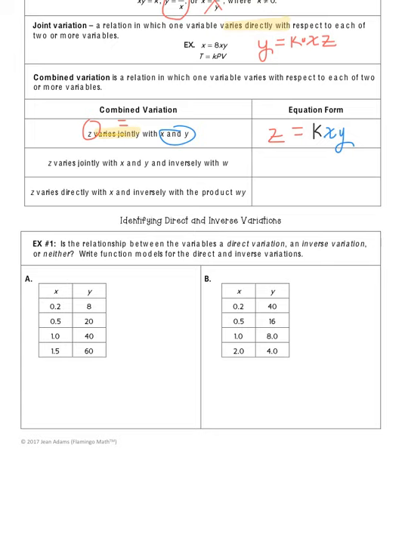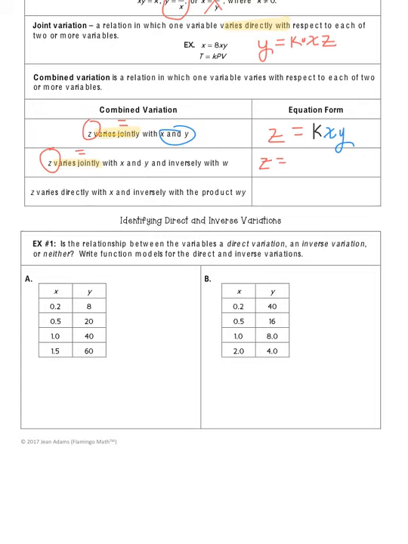So for the next one, it says z varies jointly. So there's that varies jointly again. So I know that my equal sign is going to go here, and z is going to be on the left-hand side. So z equals, and then varies jointly with x and y and inversely with w. Well, we'll deal with this in a minute. So it varies jointly with x and y.